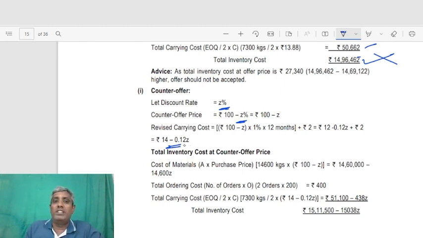Now, let us put these equations into each element of cost. In the purchase cost, it is 100 minus Z percentage. It will become 14,600 Z. Ordering cost is the same, and for carrying cost you have to be very careful. That is 7,300 divided by 2, 3650 into 14 minus 3650 into 0.12 Z. This is how the total inventory cost is. Clear, students, up to this?